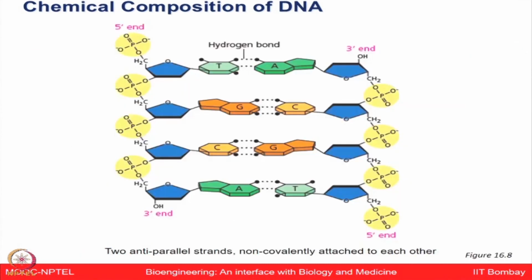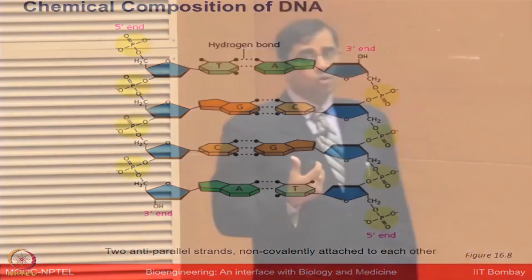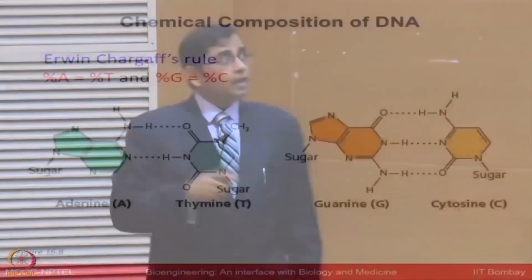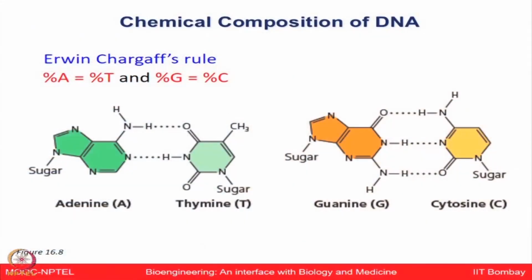Very briefly, you have AT and GC base pairs. Whenever you have A, you will have T with two hydrogen bonds, and G with C with three hydrogen bonds. So this kind of complementary base pairing will be there. Erwin Chargaff derived the rule that the percentage of A base pairs will be equal to the percentage of T base pairs, whereas the percentage of G base pairs will be equal to the percentage of C base pairs. So some of these are the basic information linked to DNA.